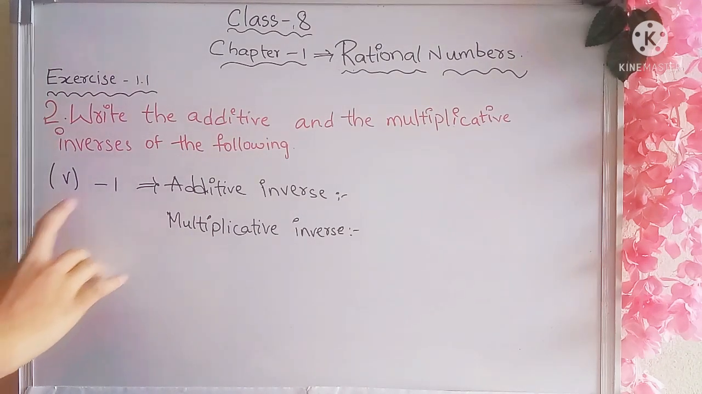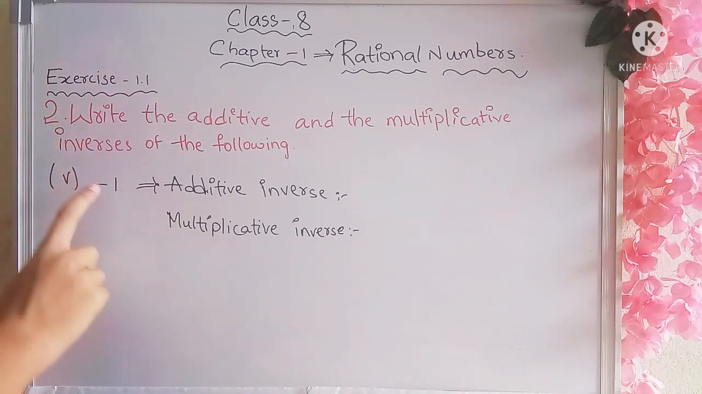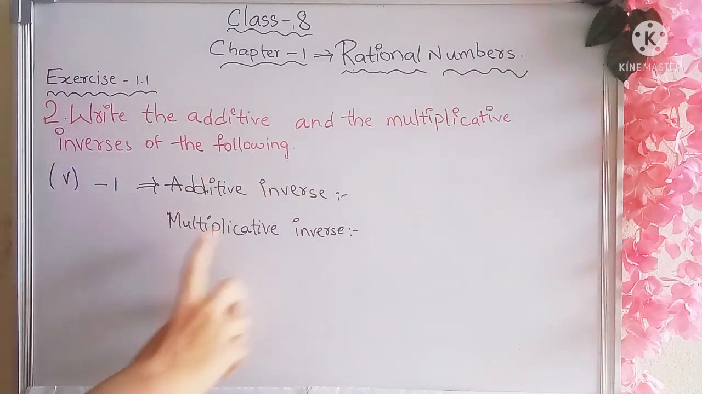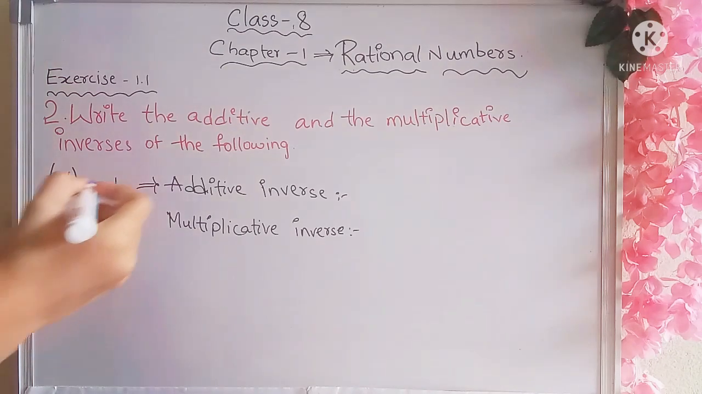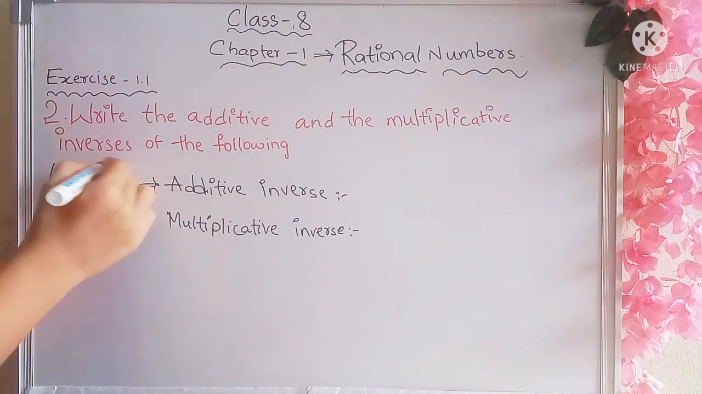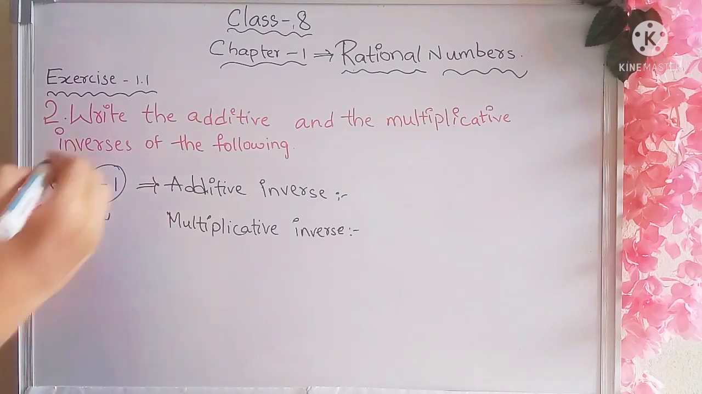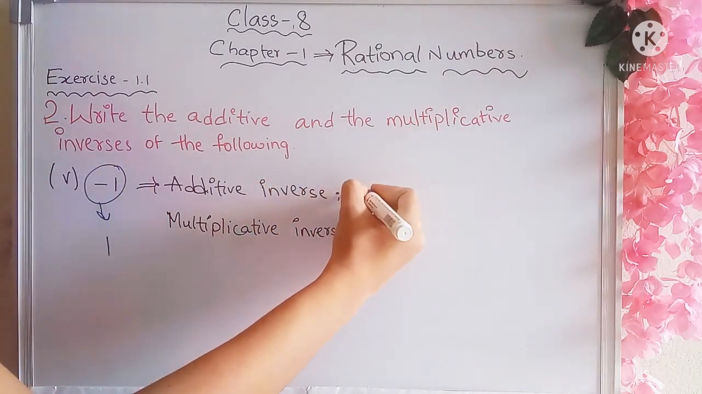Now this is the last sum from the second question. So we have to find the additive inverse and multiplicative inverse of minus 1. So what's the meaning of additive inverse? Yes, if it's negative 1, we have to write it as positive 1, which is equal to 1. So the additive inverse becomes 1.